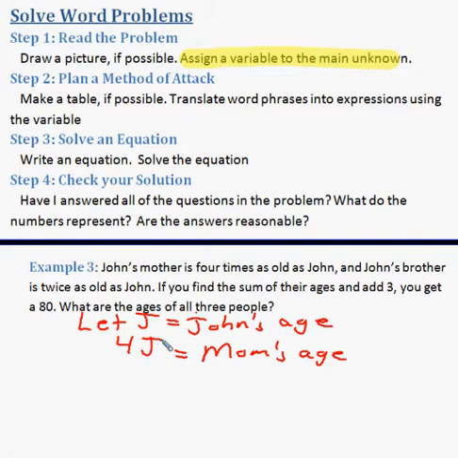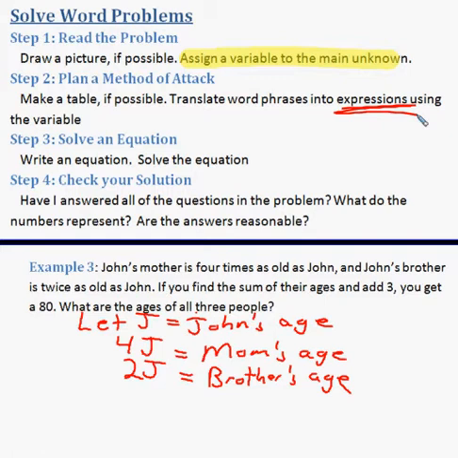And then what do we know about his brother's age? Well, his brother's age, it says he's twice as old as John. So twice means 2 times as much as John. So John's age is J. So if we multiply John's age by 2, that gives us his brother's age. So we wrote several expressions. We have 3 expressions. One's John's age, the other 2 are the other 2 in the problem, their age.